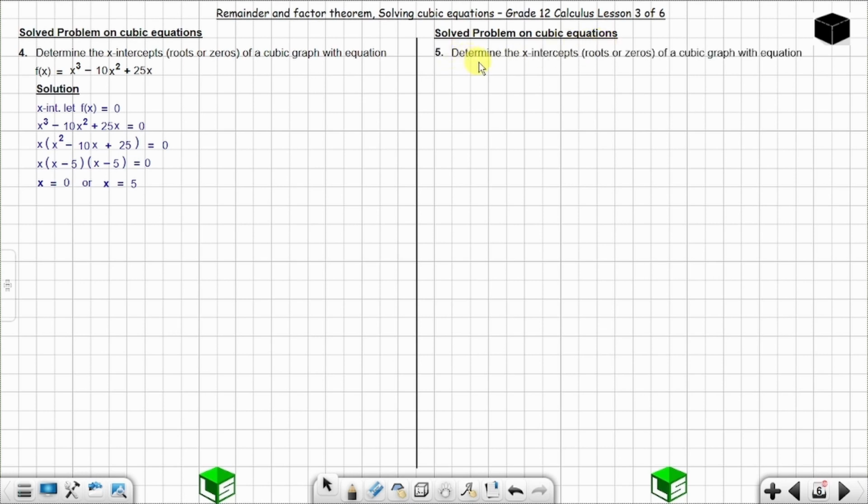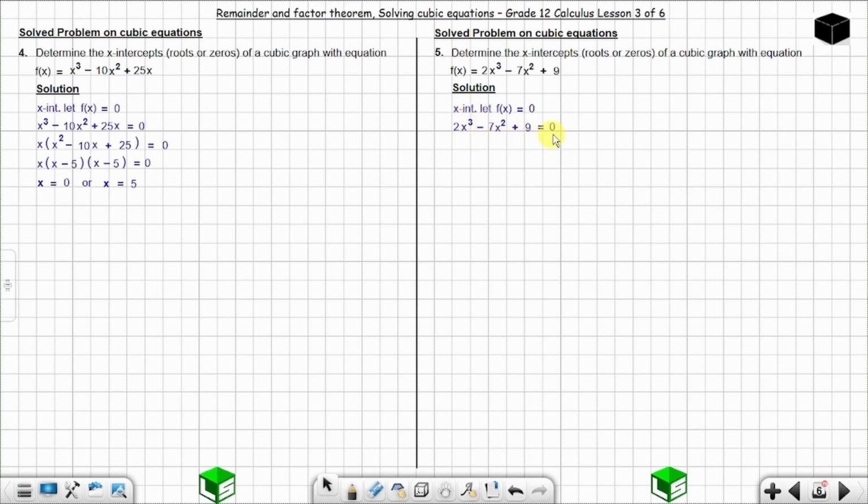Question 5: determine the x-intercept, or the roots, or the zeros of a cubic graph with equation f(x) = 2x³ − 7x² + 9. To get the x-intercept, you let y equal 0. This is your y. You let y equal 0 so that you can solve for the x-intercept.